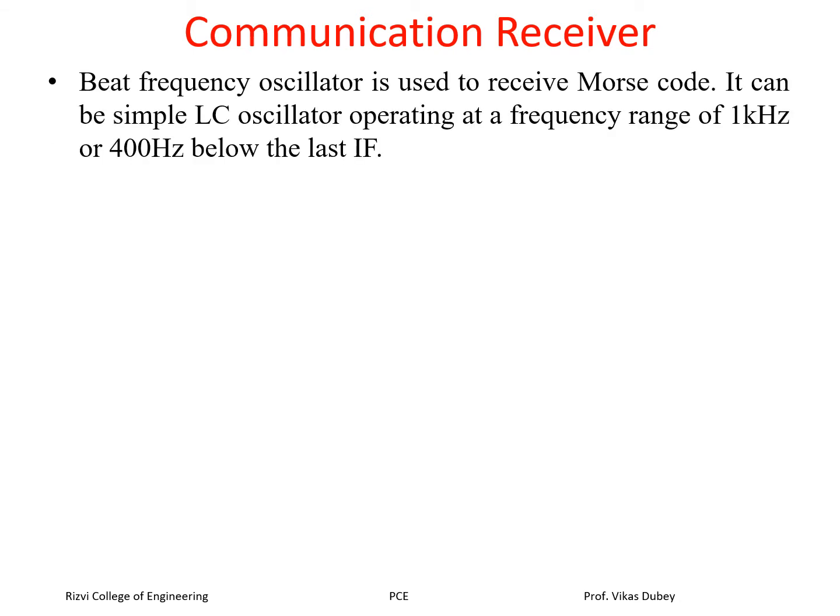Then the beat frequency oscillator, BFO, is used to receive Morse code. It can be a simple LC oscillator operating at a frequency range of 1 kilohertz to 400 kilohertz below the last IF stage. So its frequency should be lower than the last IF stage.